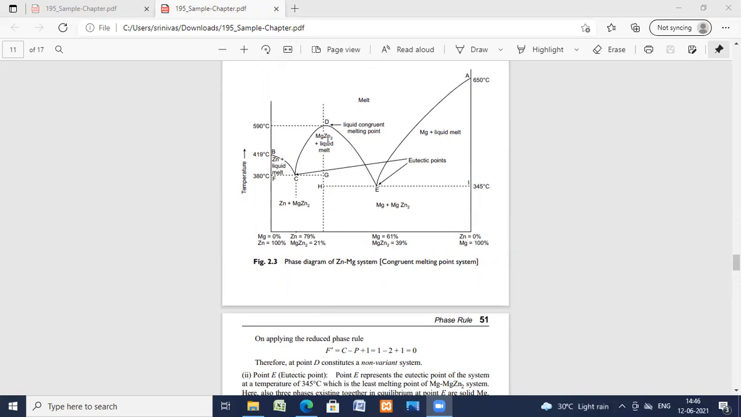Therefore here the phases are two, the solid phase and the liquid phase. The composition is only one, MgZn2, in equilibrium with MgZn2 solution. So C is 1, P is 2. 1 minus 2 plus 1. So 2 minus 2, 0. So at this point F is 0, invariant system.